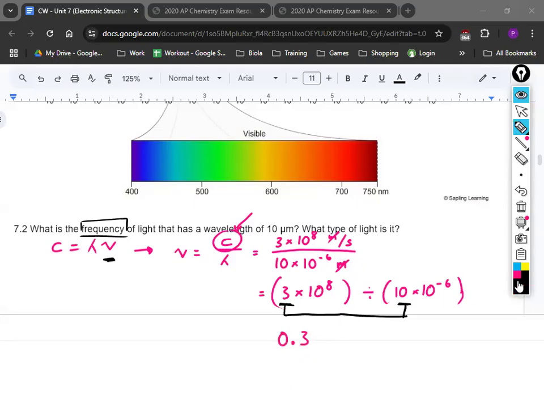All right, next, we're going to work with the exponents. So 10 to the power of 8 and 10 to the power of negative 6. Now, if it's a division sign, what you have to do with the exponents is subtract them, okay? So you're going to do 8 minus negative 6. Okay, so that's negative, negative. That's going to be 8 plus 6. And so you're going to end up with 0.3 times 10 to the power of 14.